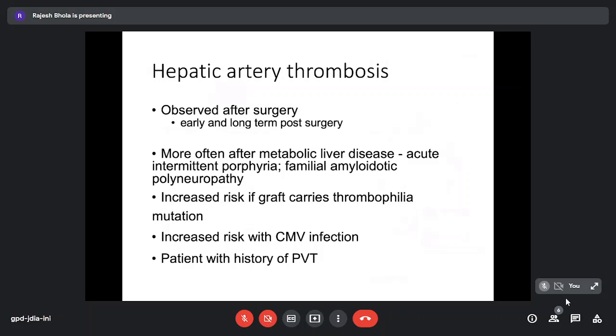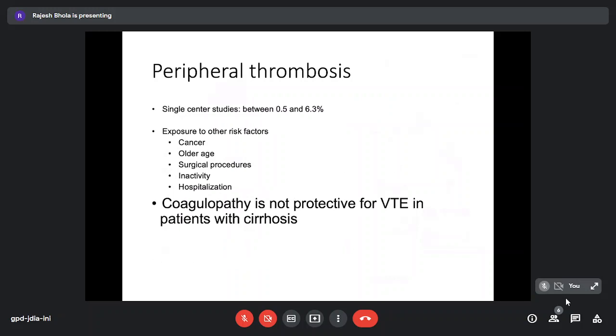There can be hepatic artery thrombosis that is observed after the surgery. It can be an early or a long-term complication. It is most often seen in case of a metabolic liver disease like acute intermittent porphyria or familial amyloid polyneuropathy. Increased risk of hepatic artery thrombosis is also seen if the graft carries a thrombophilia mutation. It can be increased in case of a CMV infection or if the patient had a prior history of pulmonary or portal vein thrombosis. Peripheral thrombosis has been less often observed, between 0.5 to 6.3%.